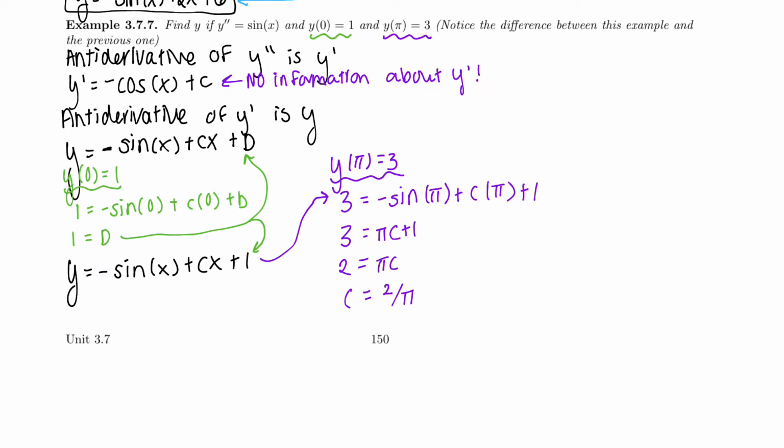So now you have all the information necessary because you can plug this 2 over pi in, and bam, you got yourself y equals negative sine x plus 2 over pi x plus 1.